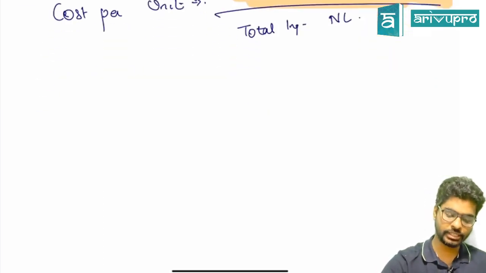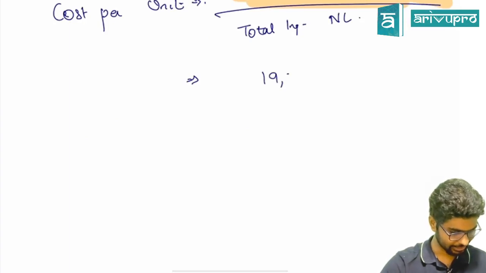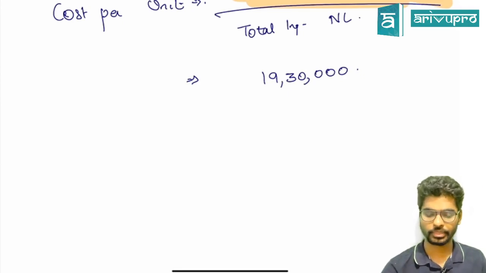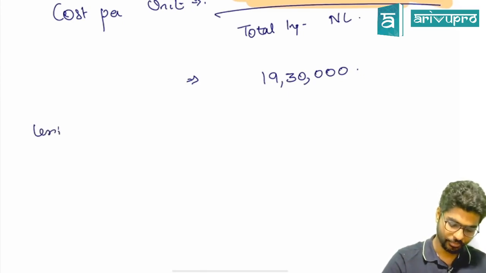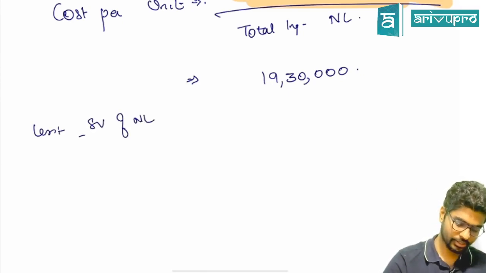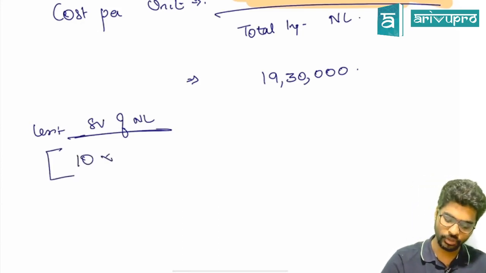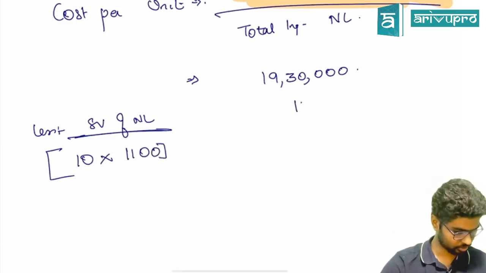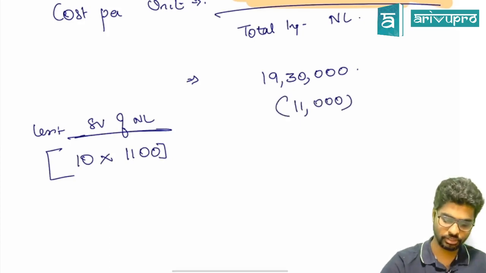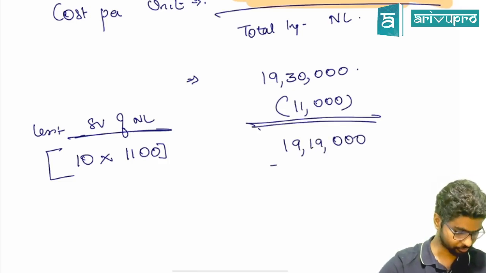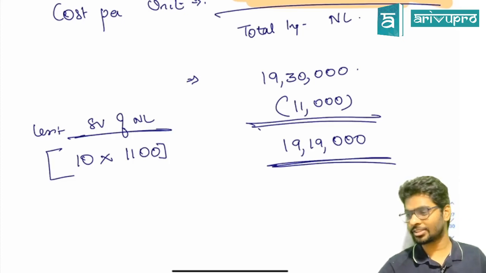What is the total cost incurred this year? 19,30,000. Correct? Yes or no? Less scrap value of normal loss. What is the scrap value of normal loss? Per unit you are getting 10 rupees, and you have 1100 units, that comes to 11,000. So my total cost is going to be 19,19,000. Yes or no?